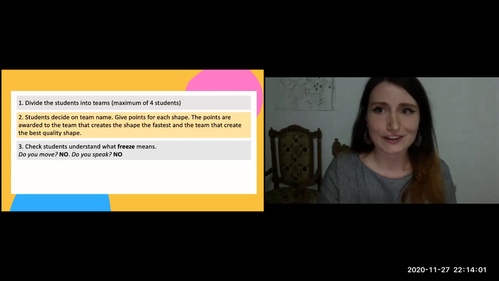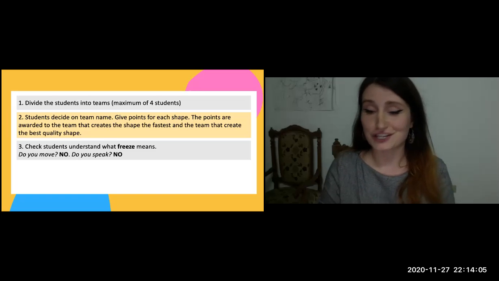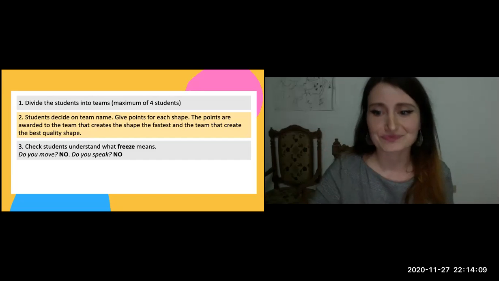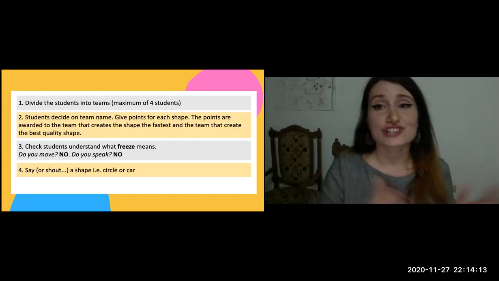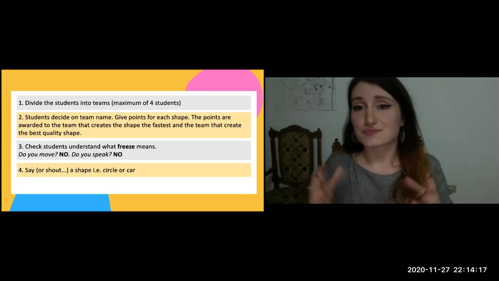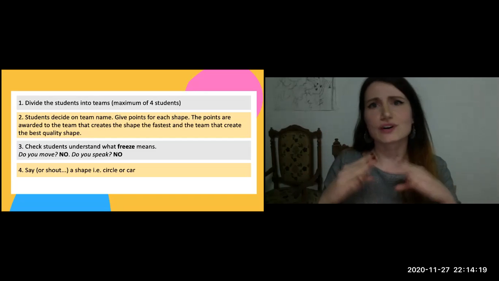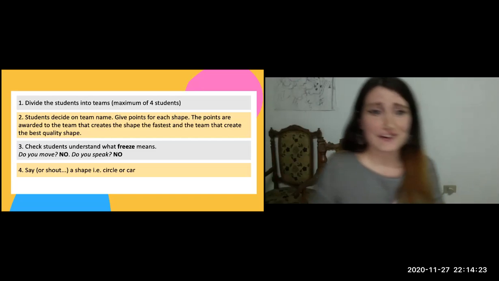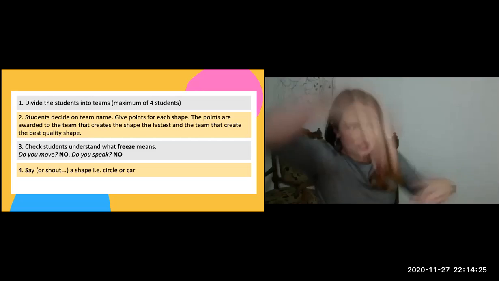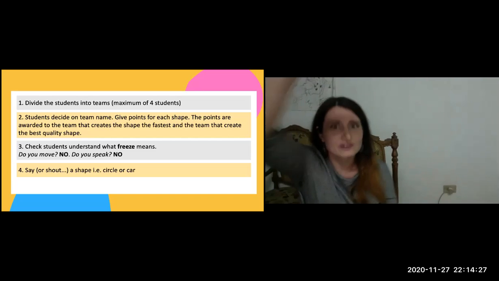Always check that your students understand what freeze means, okay? So do you move? No. Do you speak? No. And then you say or shout a shape. I always start with actual shapes like a circle, a triangle. So they're all in their groups, you shout circle, and then they will start rushing around. They say, okay, circle, circle.